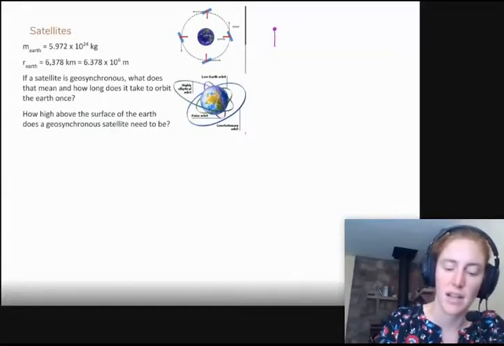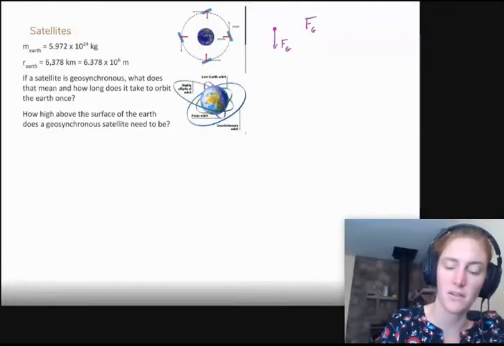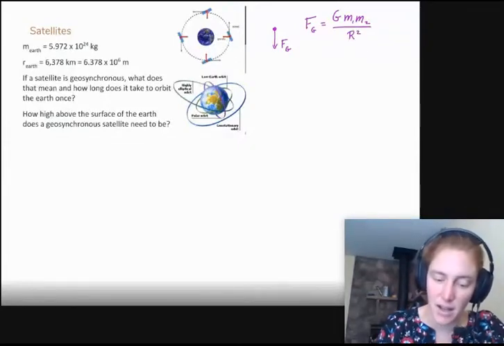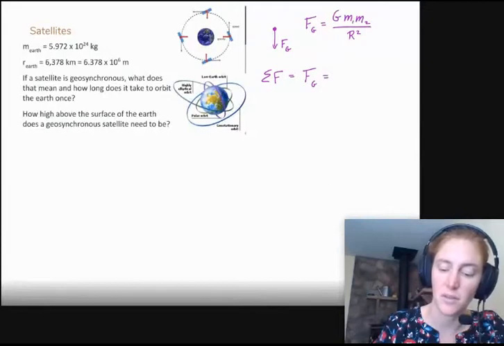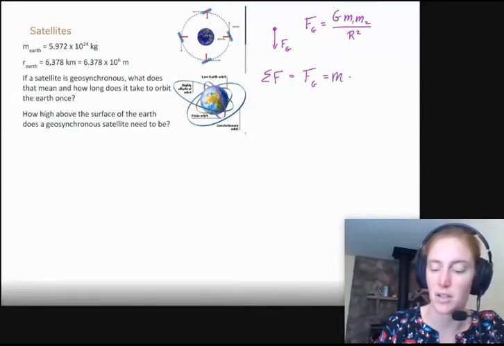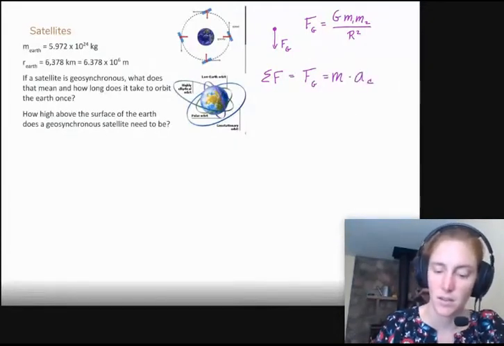So we're going to start with a force diagram. The only force that's being applied is our gravitational force, and we need to use our new fancy equation. So Fg is equal to G times mass 1 times mass 2 over r squared. And for the net force equation, we have just Fg is equal to the mass times the acceleration to go in a circle. So for our gravitational force, G is a constant.